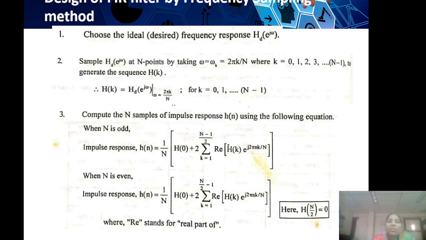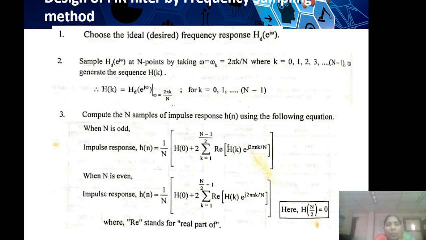Good morning, students. So today's class we are going to study the design of FIR filter using the frequency sampling method. Let us study the design procedure. The first step is you have to choose the desired frequency response H_d of e power j omega. That means it can be a low pass filter, high pass filter, band pass or band stop frequency response. So you can choose the desired frequency response.